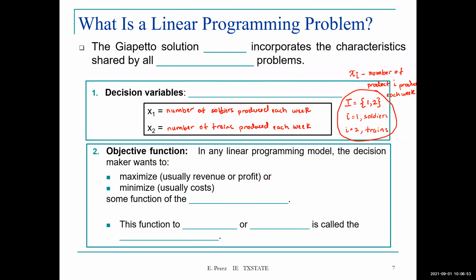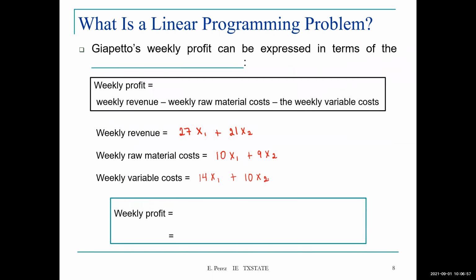So up to this point, the weekly profit. Okay? So now that we have this information, we want to define the overall function for the objective function. In this case, we are going to combine the weekly revenue, and we're going to subtract the weekly raw material cost, and also subtract the weekly variable cost. So that expression is going to look like this.